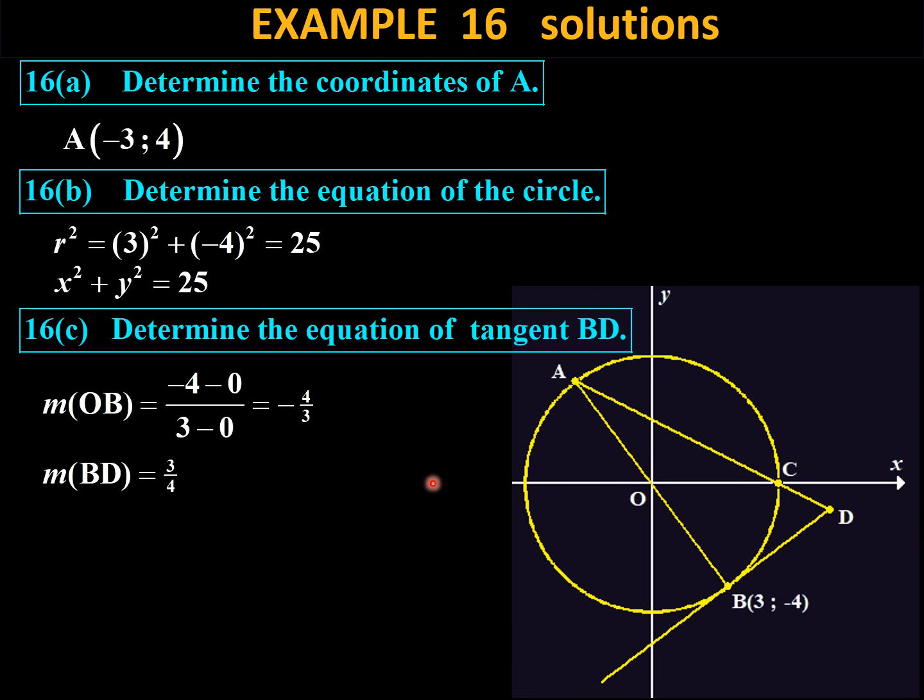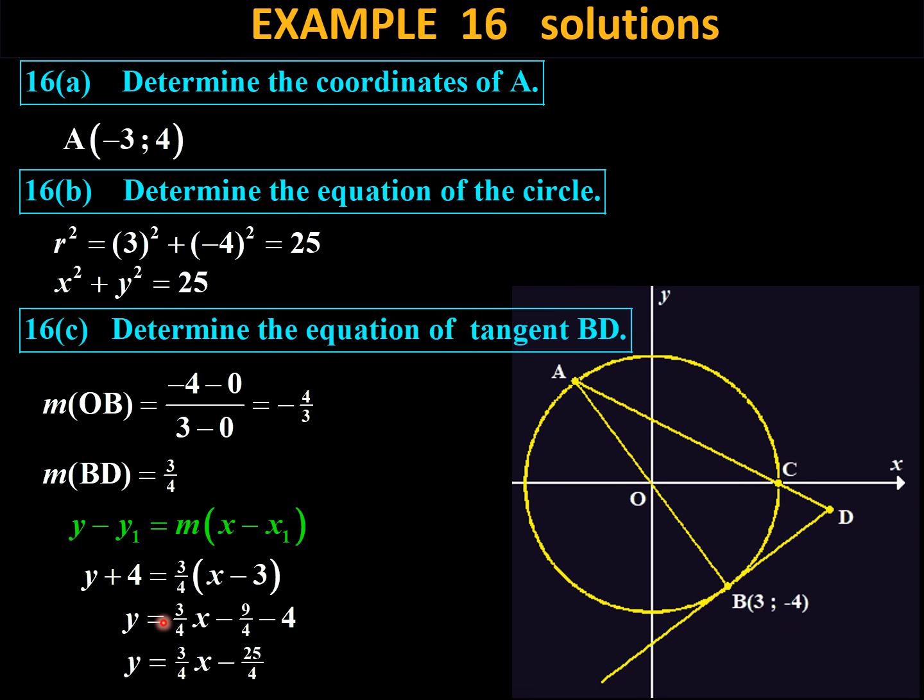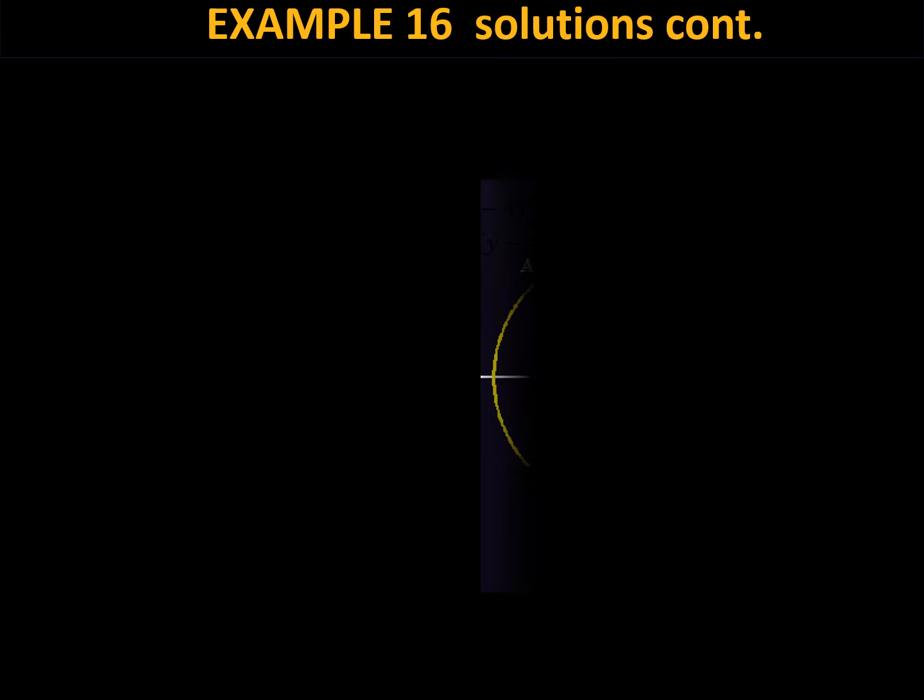-4/3. Gradient of BD, it's perpendicular, so it's going to be +3/4. I use that equation, and I end up with 3/4 as my gradient, and my point I'm substituting is 3 and -4. So that's -3, and that -4 becomes a +4. Transposing and simplifying, there's the equation of the tangent. Now let's look at the last question here.